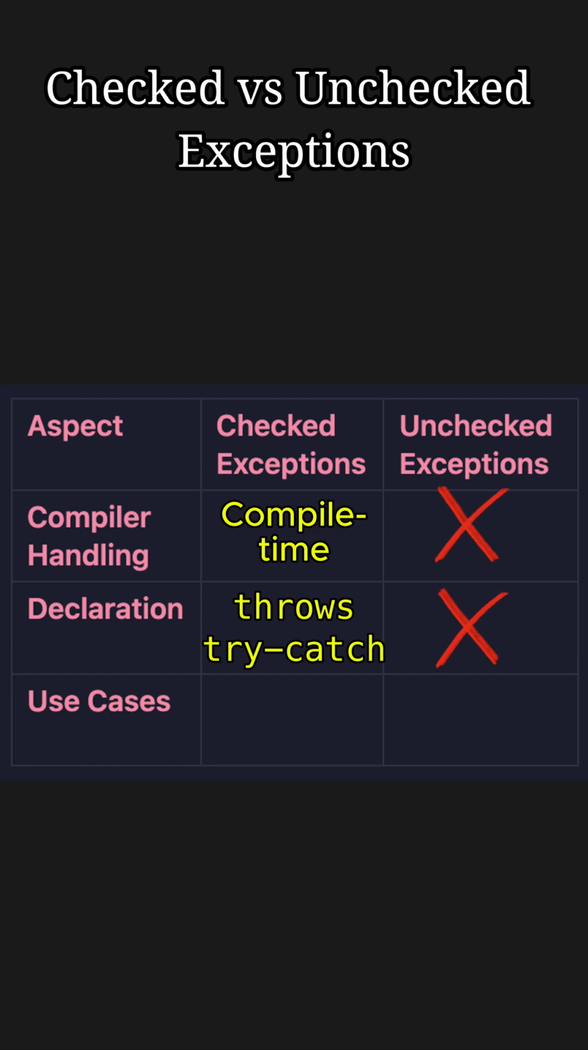And finally, when it comes to use cases, checked exceptions are used for recoverable errors like file not found or database issues, while unchecked exceptions represent programming errors like null references or invalid array indices.